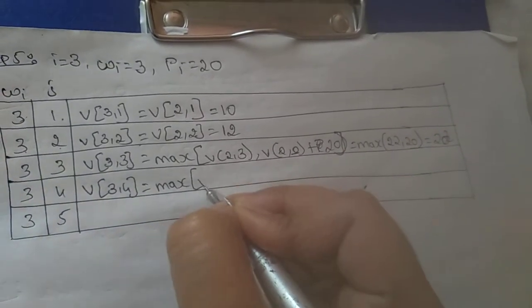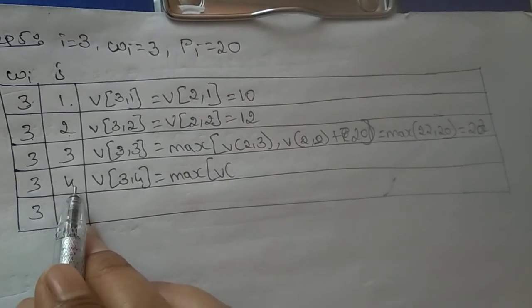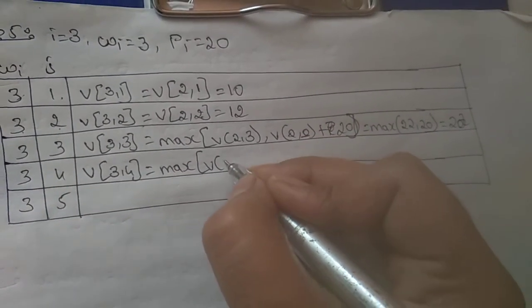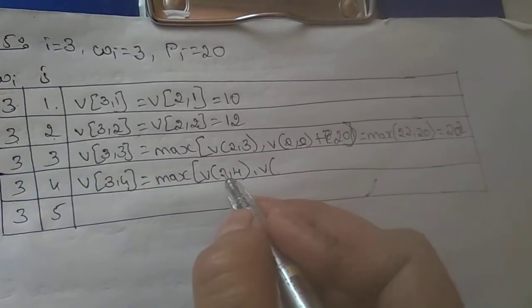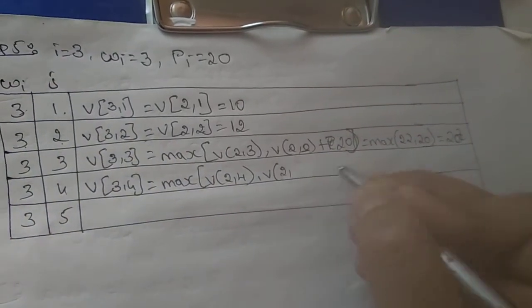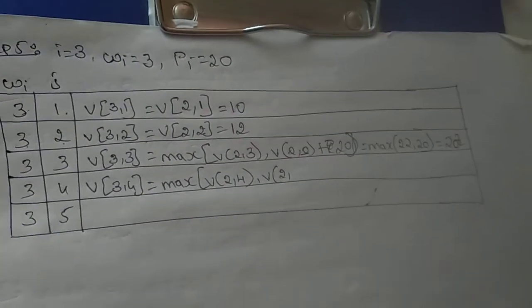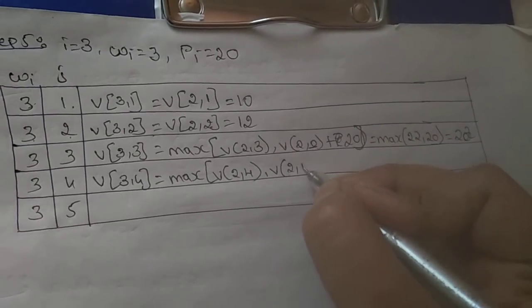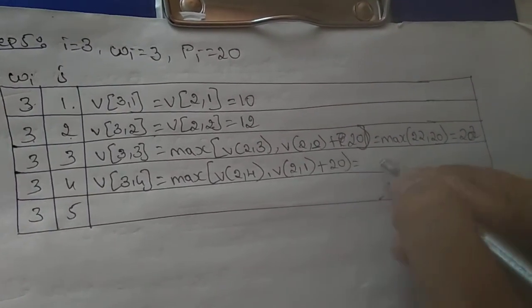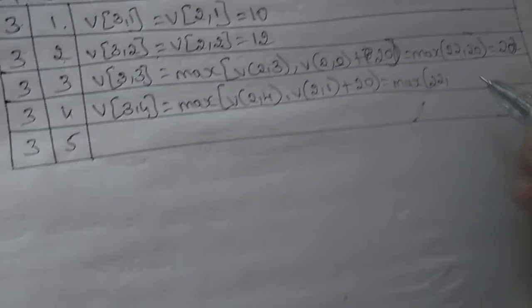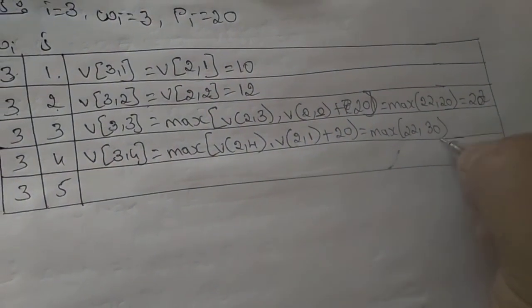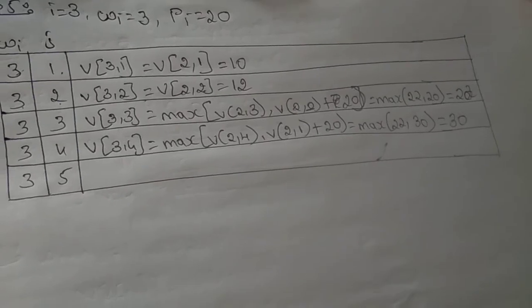Then max. Here also wi is less than j. So again the max. I minus 1, 2, our j value is 4. Then v of i minus 1 is 2, j minus wi, 4 minus 3 is equal to 1, plus 20. So maximum of 2, 4, it is 22. 2, 1, it is 10, 10 plus 20 is 30, so maximum is 30, I'll take 30.